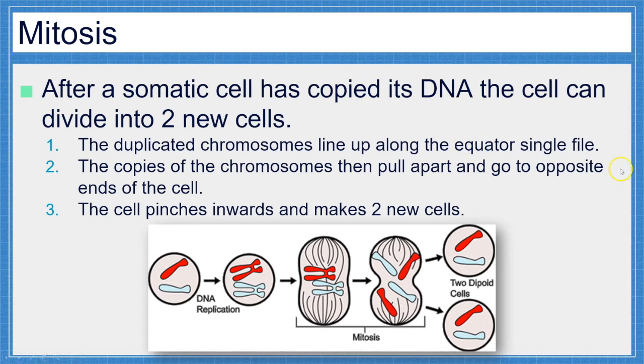So the copies of the chromosome, so duplicated chromosomes line single file along the equator. The copies get ripped apart with one copy from each of those duplicated chromosomes going to the opposite end. And then once we've got half of the copies on one side and the other half on the other side, the cell will pinch inwards and it will make two new cells. And so that's a simplified overview of mitosis.